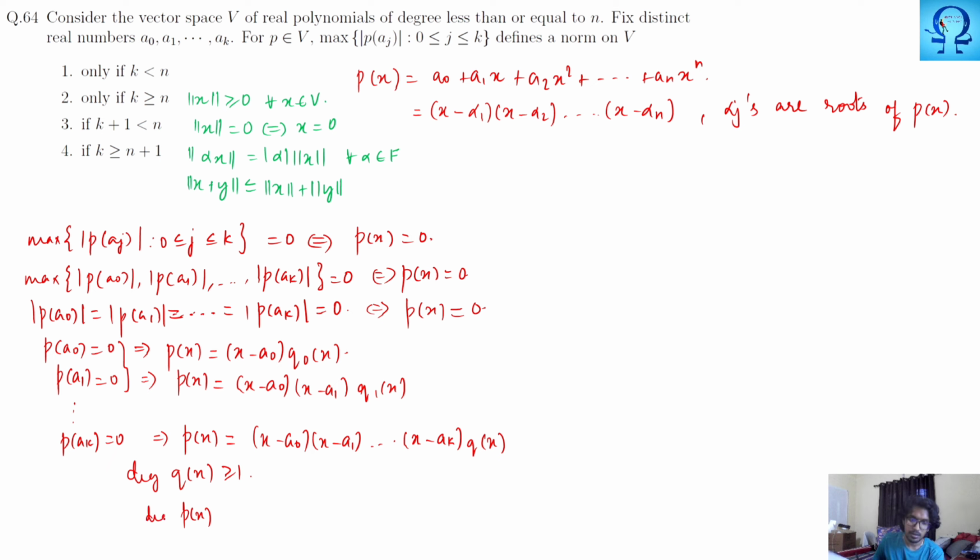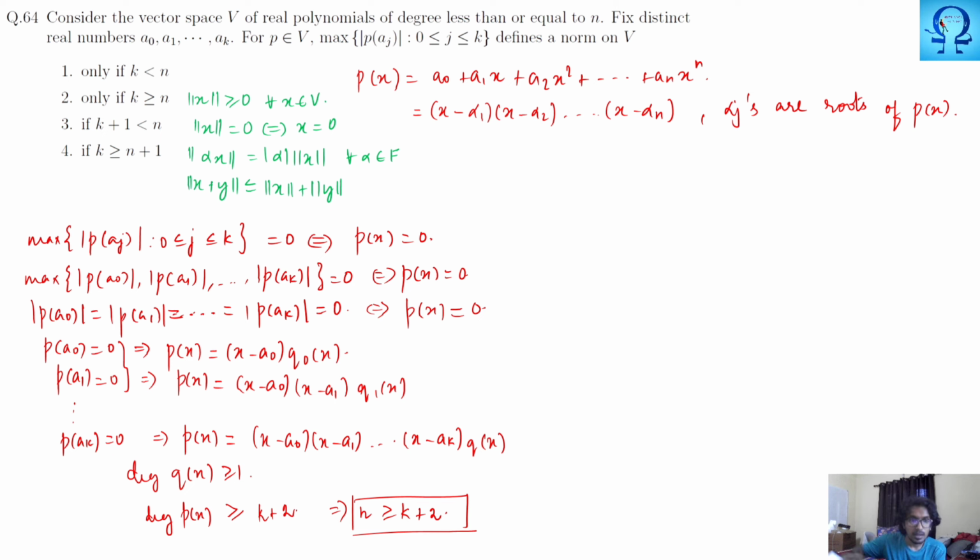My p of x has a degree which is bigger than or equals k plus 1. Actually k plus 2. Am I right? So here we have k plus 1 factors and we are saying that this degree is bigger than or equals k plus 1. Therefore n has to be greater than or equals k plus 2. This is what we are getting. Is this anyway feasible?